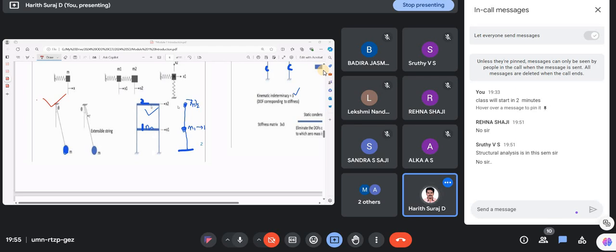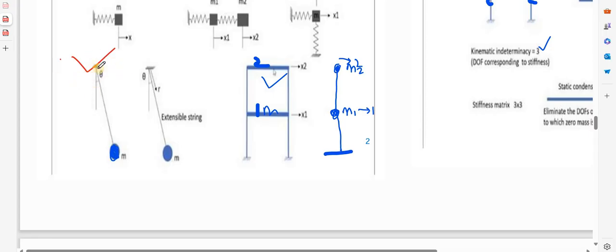Please type your answers in the chat, or just unmute and say, then only I will get an idea about whether you are getting this topic or not. I said this is the figure you need to focus on. Here I have a support, and I am dropping a weight, mass m, using a thread.